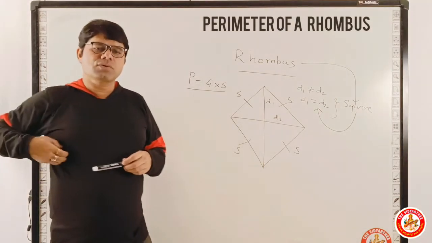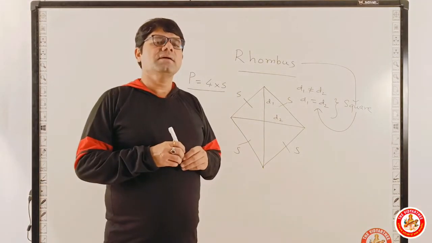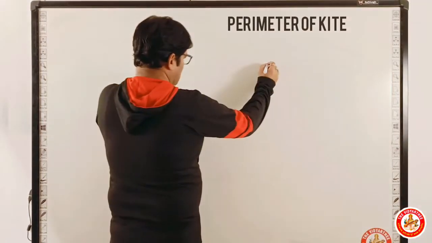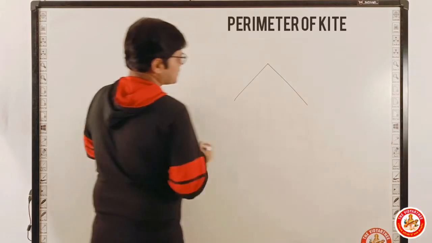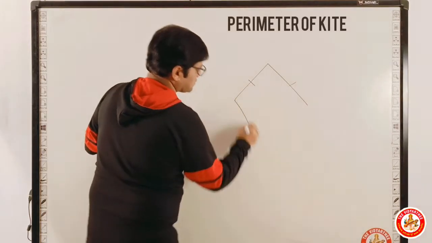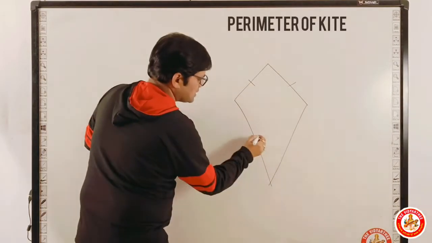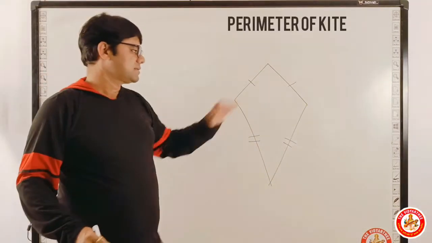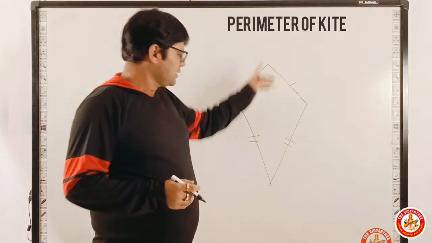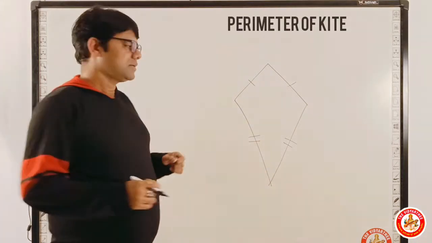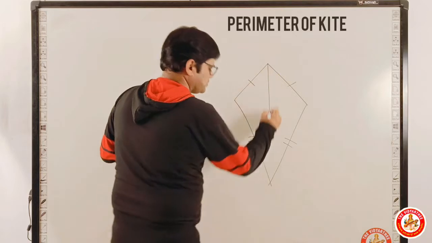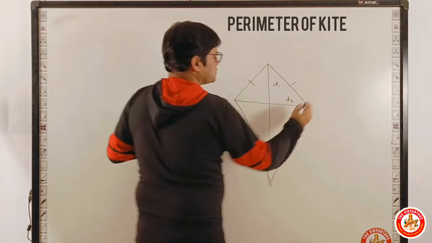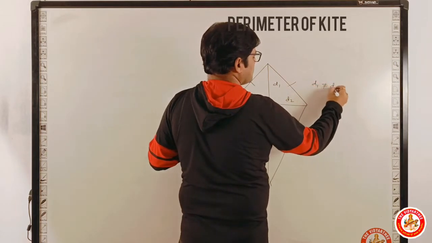Now let us go to the next figure, that is a kite. So the kite looks something like this. Now these two sides are equal and these two sides are equal. So this is a kite. So here one thing is definitely of interest. Here also diagonals are not equal. Obviously this diagonal, if this is D1, this is D2, here also D1 is not equal to D2.